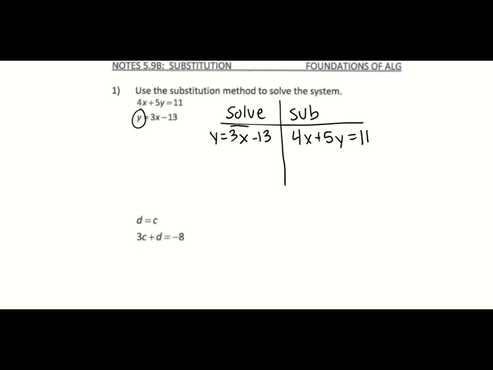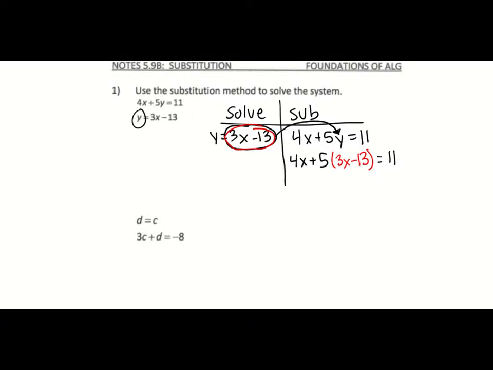So I'm going to take this whole equation, whatever y equals, and I'm going to plug it in to y. When I do that, I get 4x plus 5. Now I got to plug this whole thing in for y. So this becomes 3x minus 13, and I still have a equals 11.